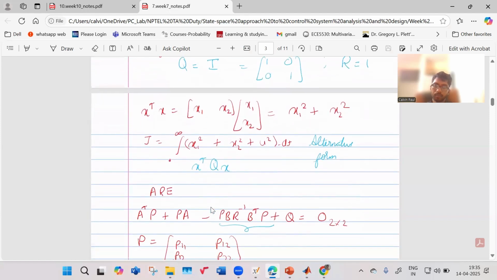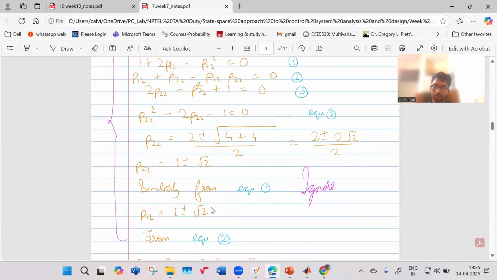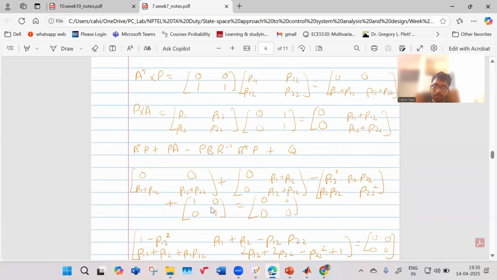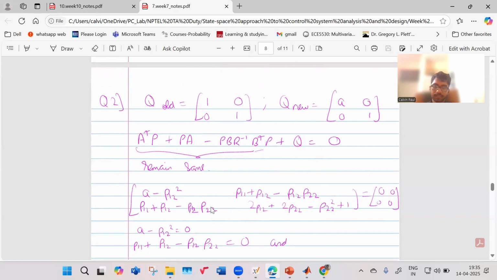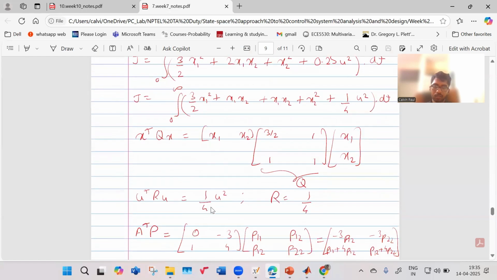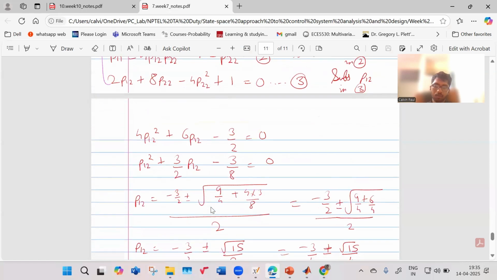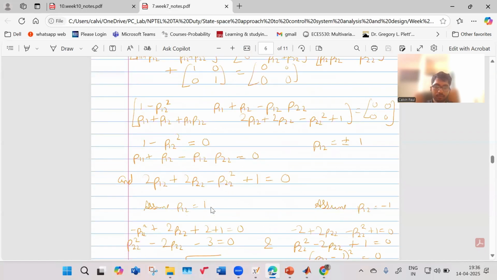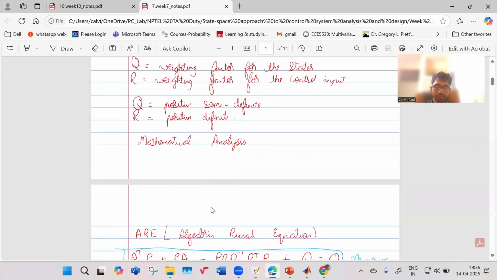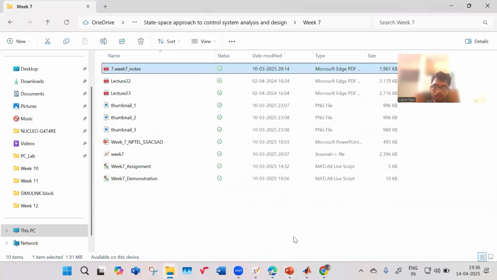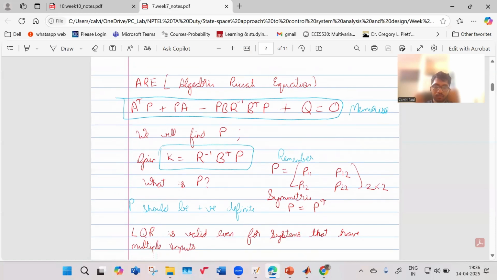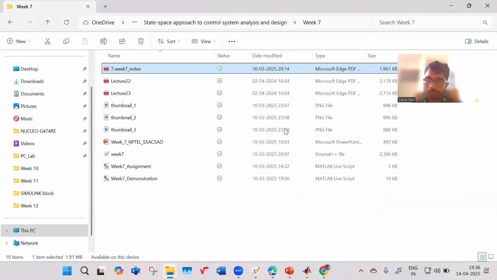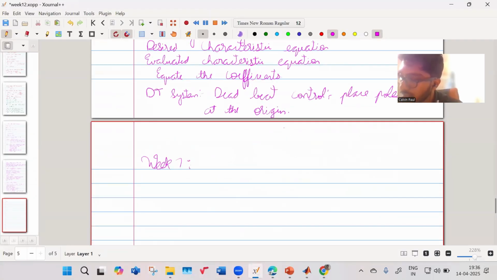LQR is valid even for multiple-input systems. So you get an algebraic Riccati equation and you have to solve it. Then we select R, we select Q. Week 7, which is LQR, linear quadratic regulator.